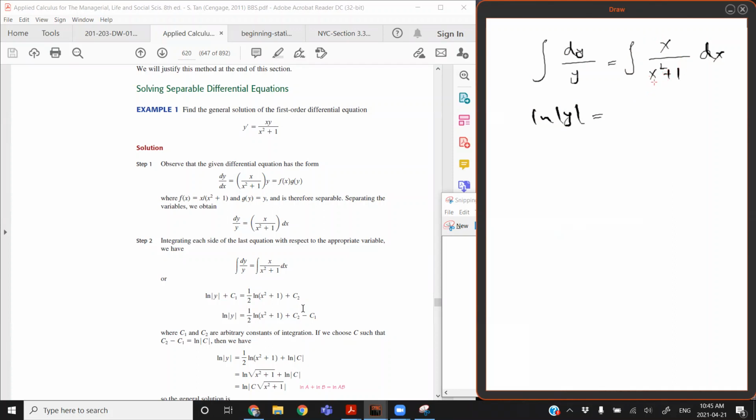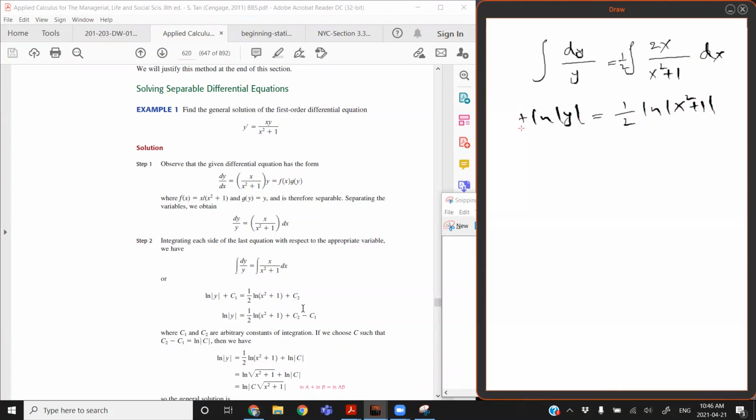You take x squared plus 1 to be u. Then du is going to be 2x dx. You can multiply by 2 here, divide by 2 outside. And then again, it will become du over u. So it's going to be 1 over 2 ln of absolute value of x squared plus 1.